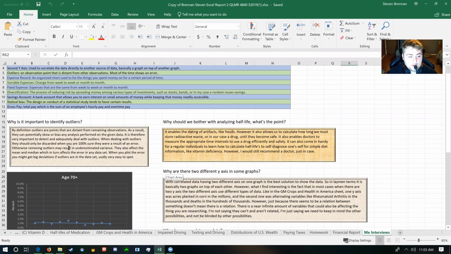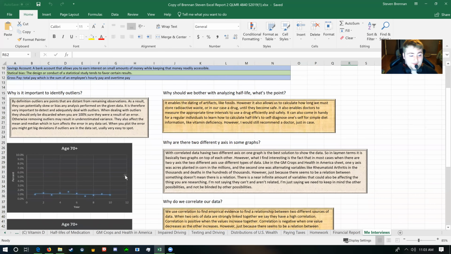When dealing with outliers, you should only disregard them if you're 100% sure they are outliers, meaning they're not part of the data and they are a clear mistake. They also affect the mean and median, obviously, which in turn affects the error of any data set. When you plot the error, you might get big deviations if an outlier is in a data set, which is usually very easy to spot, but it is possible for a little outlier.